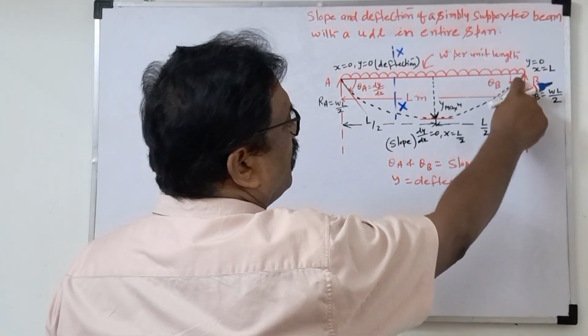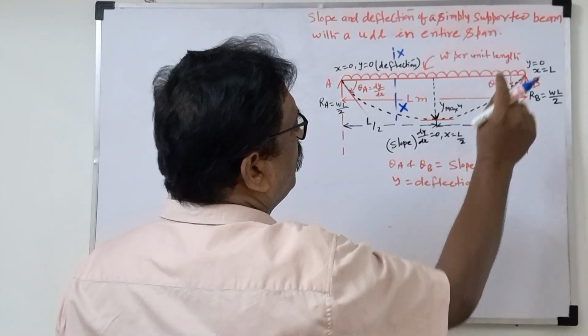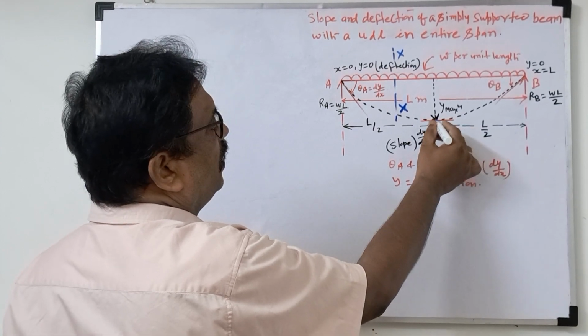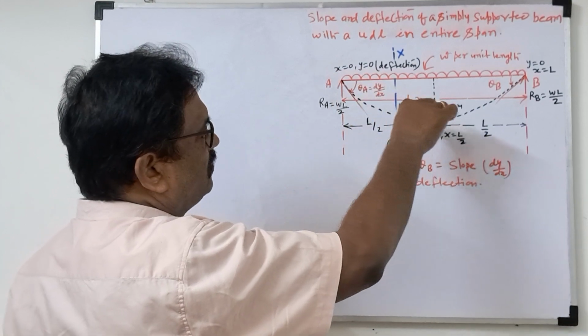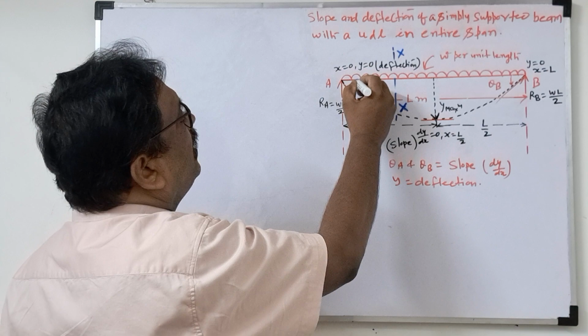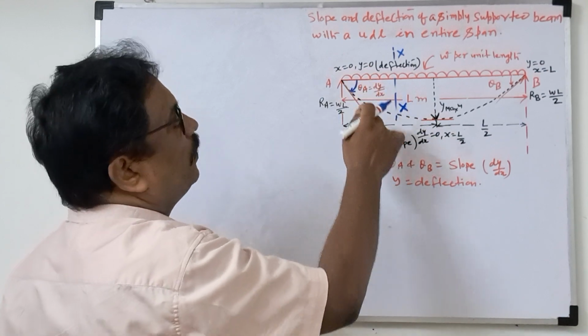When x equals 0, slope will be maximum, and at the other end also the slope will be maximum. And slope will be 0 when x equals L by 2. How will we know the slope? Suppose this dotted line is the deflection. If we draw the tangent line, this angle is known as the slope, not deflection.